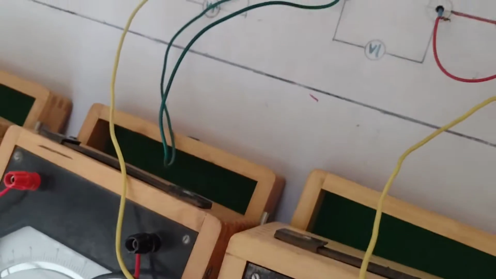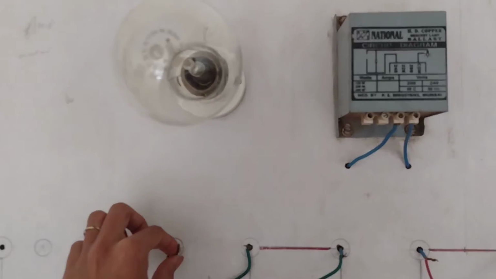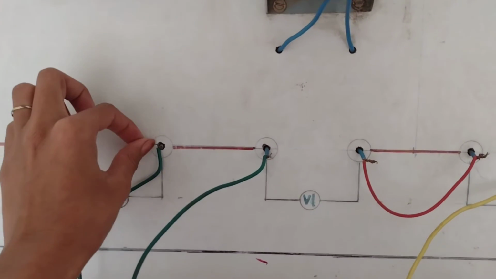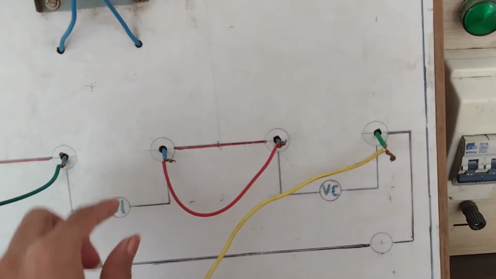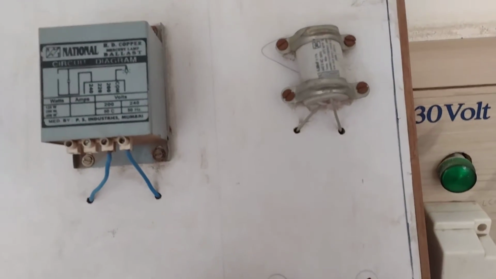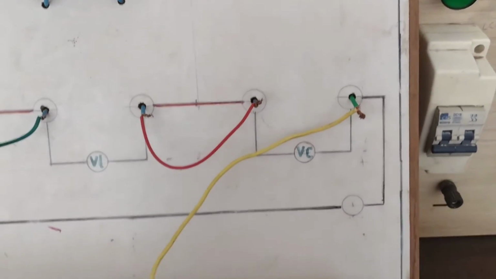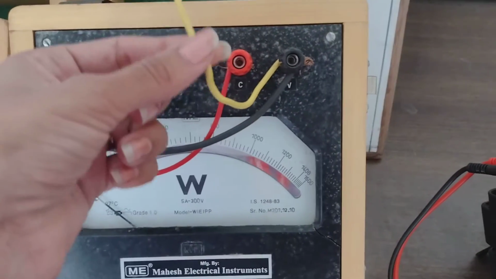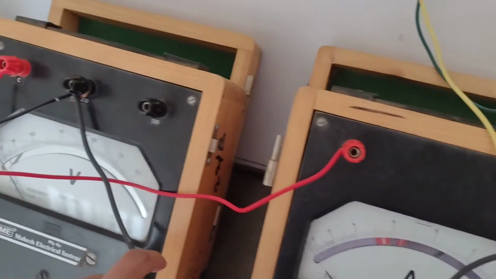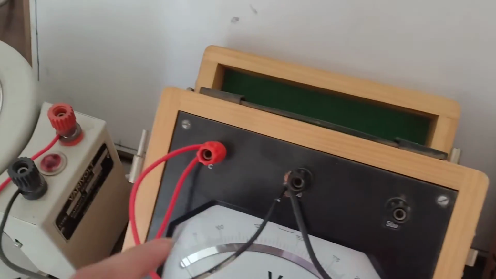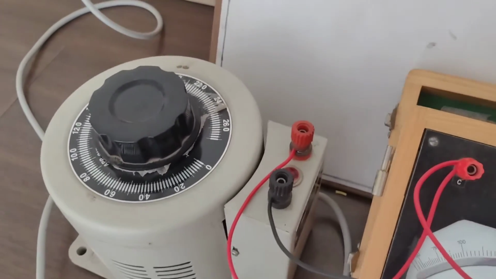Then the L terminal of the wattmeter is connected to the first terminal of the resistive load. Then the second terminal of the resistive load is connected to the first terminal of the inductive load. Then the second terminal of the inductive load is connected to the first terminal of the capacitive load. Then the second terminal of the capacitive load is connected to the V terminal of the wattmeter, which is connected to the range terminal of the voltmeter and which is connected to the neutral terminal of the auto transformer.